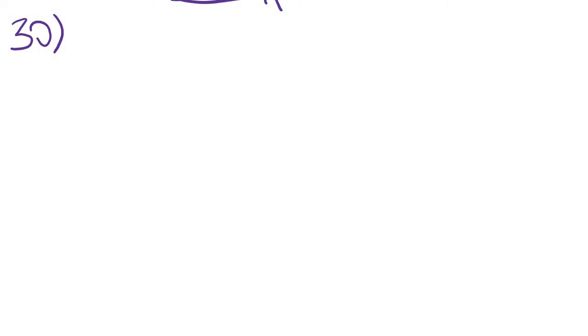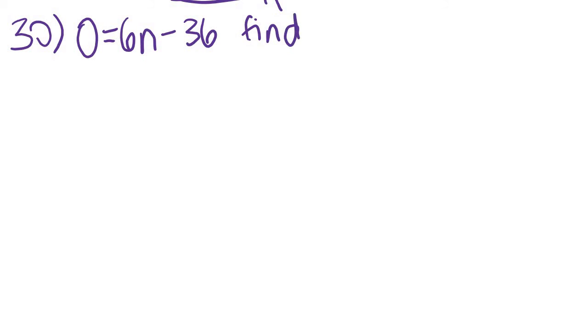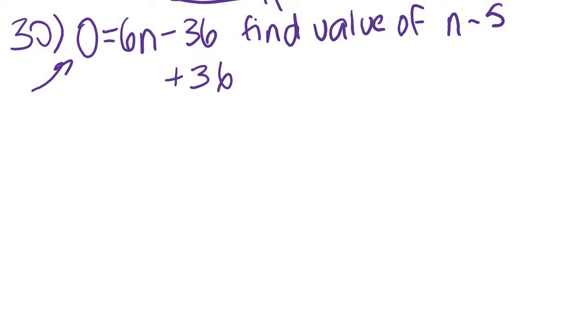All right, so number 30 says 0 is equal to 6n minus 36, and they want us to find the value of n minus 5. All right, so first we got to find out what n is over here on this guy. So we're going to move the easiest Lego first, as always. That's going to be this 36, who's not hanging out with any letters. And that's going to be plus 36 and plus 36.